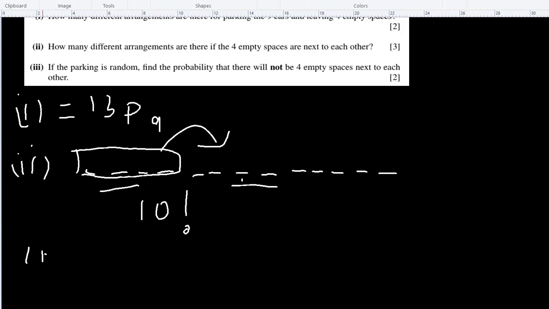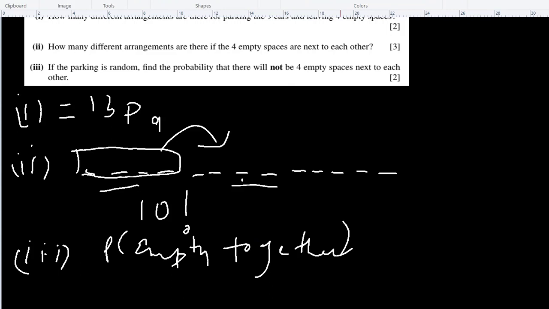Let's talk about number 3. In the parking, if the parking is random, find the probability that there will not be 4 empty spaces next to each other. That means we can have 3 empty spaces and the 4th one somewhere else, but not all 4 of them together. So basically, probability they're asking. So we will write, first we'll find the probability of empty spaces together.